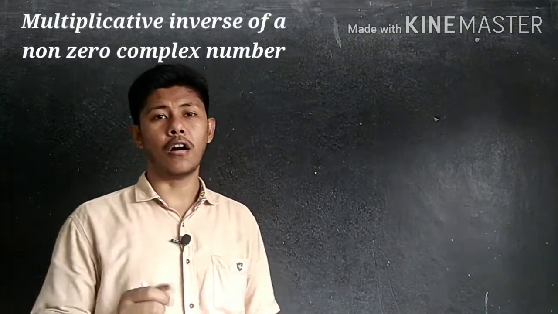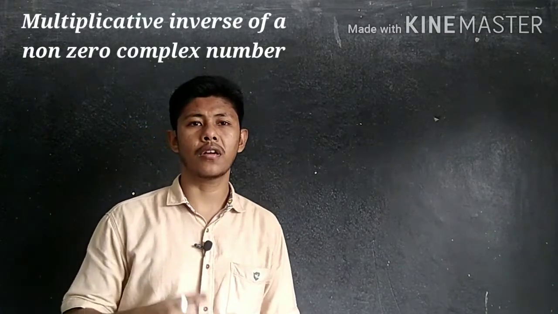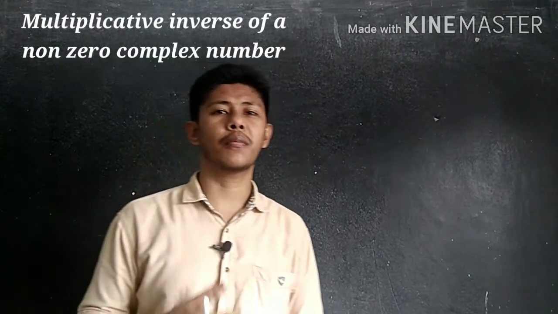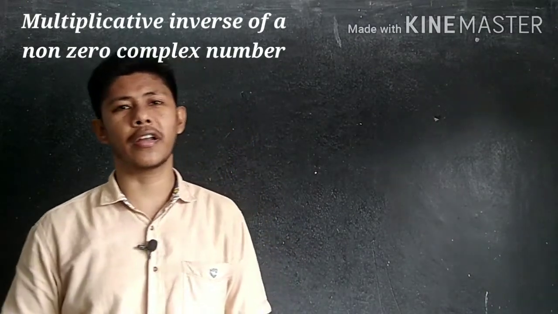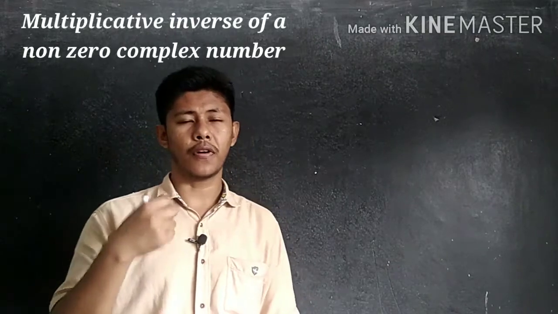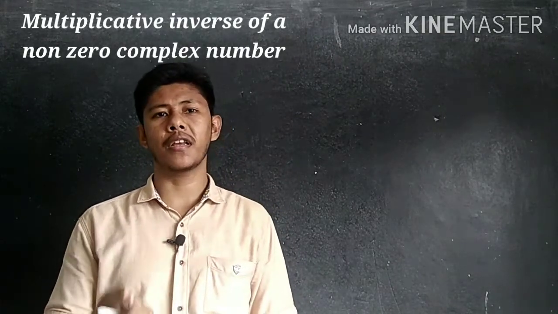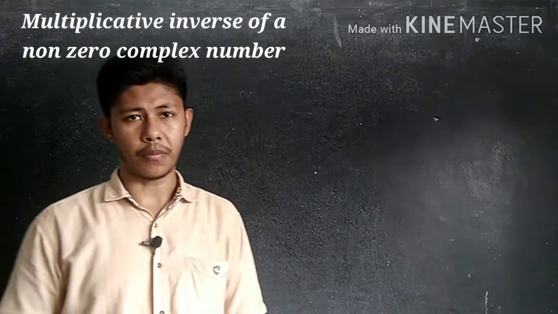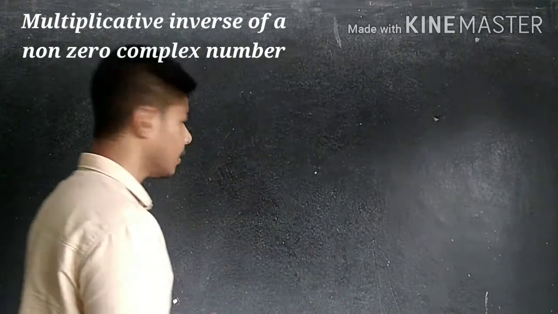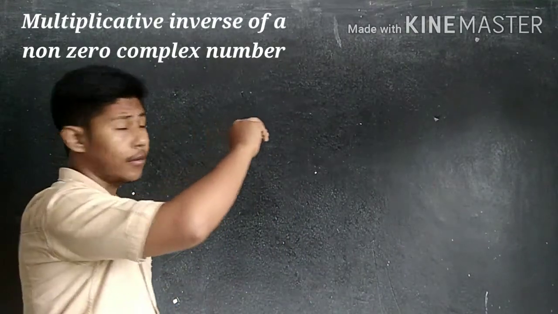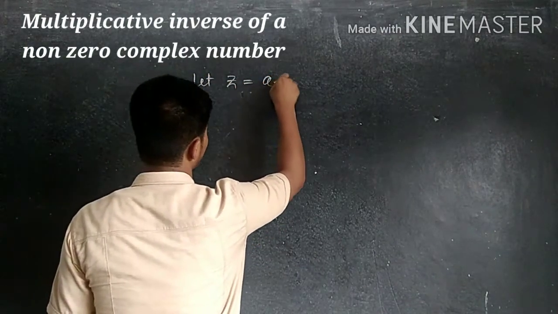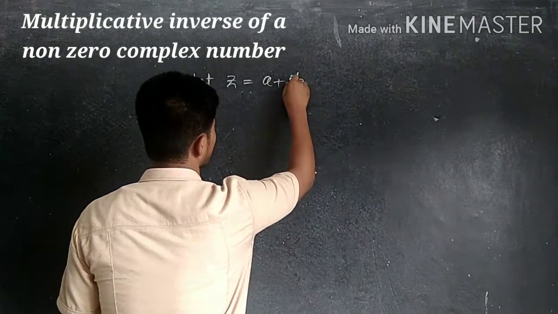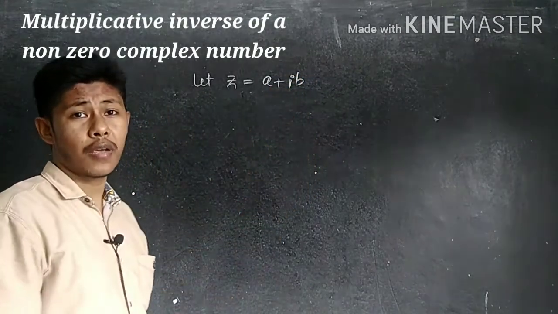Now next one is the multiplicative inverse of a non-zero complex number. A non-zero complex number means what? The zero complex number is 0 plus i0. So that's why we have to consider a non-zero complex number. We have to find the multiplicative inverse of a non-zero complex number. So how can you find it? Let's see. Suppose the complex number is z equals a plus ib.